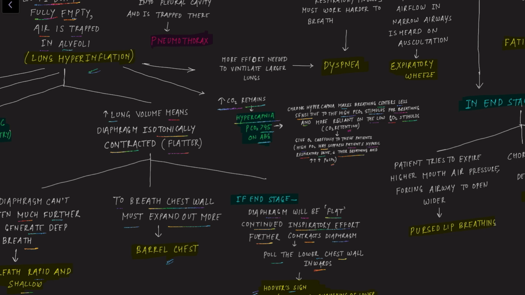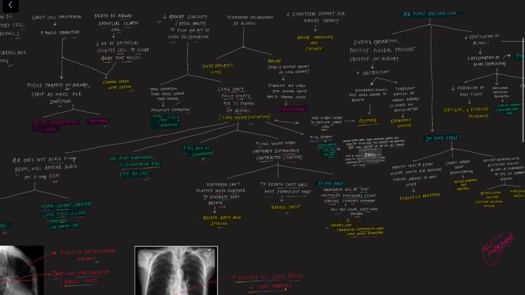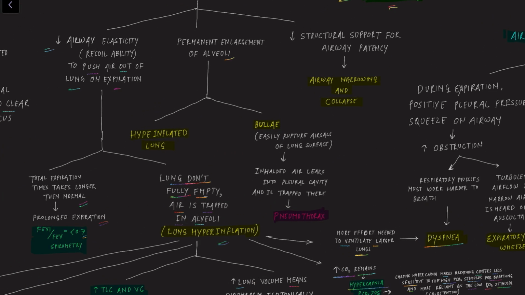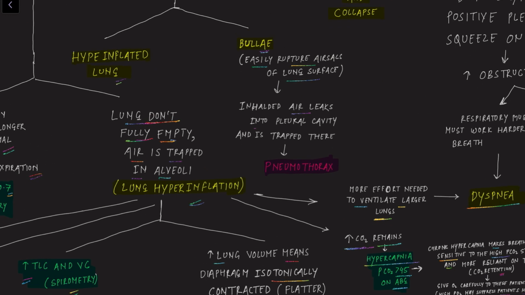In a hyperinflated lung, more effort is needed to ventilate the larger lung, so the patient has dyspnea. Permanent enlargement of the alveoli, hyperinflated lung, and bullae formation. Bullae are easily ruptured air sacs on the lung surface. Inhaled air leaks into the pleural cavity and is trapped there. The patient has pneumothorax.